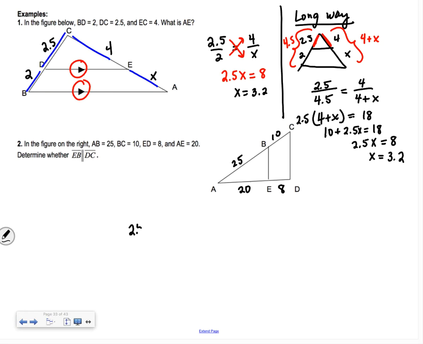If 25 over 10 is equal to 20 over 8, then that means we would have parallel lines. So let's check. 25 divided by 10 ends up being 2.5, and 20 divided by 8 is also 2.5. So yes, EB must be parallel to DC because these sides that have been split are proportional to one another.